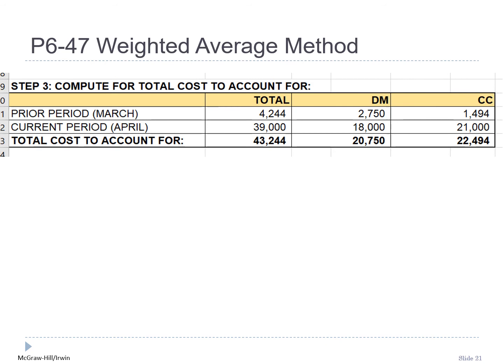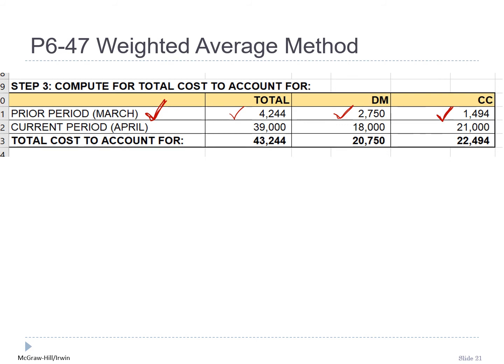Step 3. So, compute for the total cost to account for. So, ito medyo madali lang kasi given naman lahat ng cost for the first department. So, nilagay ko lang dyan. So, prior period cost, meaning yung cost sa March na na-carry forward. So, actually, ito yung cost nung beginning inventory. So, for direct materials, you have 2,750 given sa problem. For conversion cost, that's 1,494. So, if we add, that's 4,244.